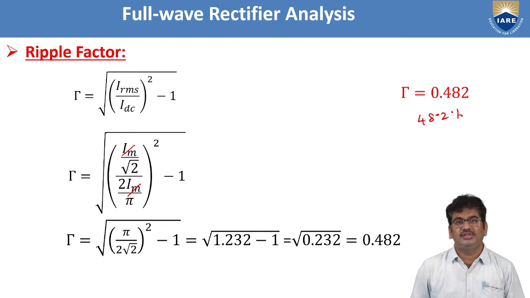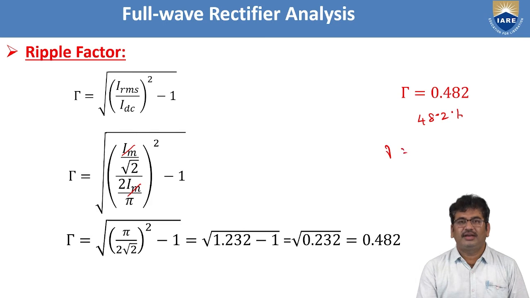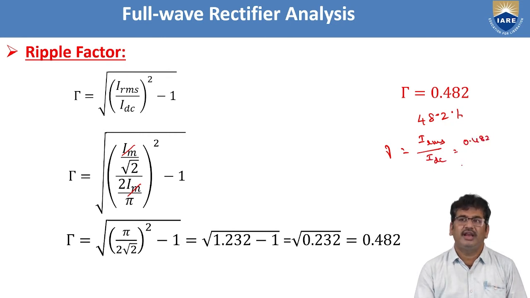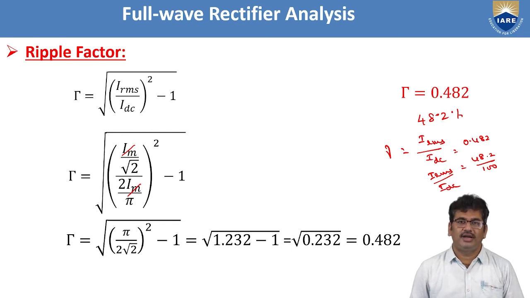of ripples are present at the output side, whereas 100 components are DC components. As we know, the ripple factor is given as IRRMS divided by IDC, which gives 0.482, that we can write as 48.2 divided by 100. This specifies that the RMS current of ripples present at the output side is 48.2, whereas the DC components you can take as 100 components.